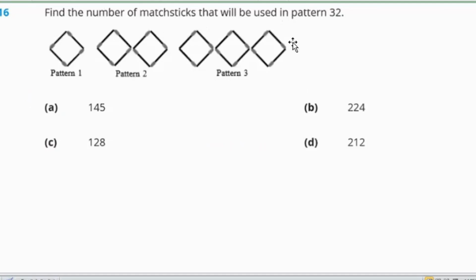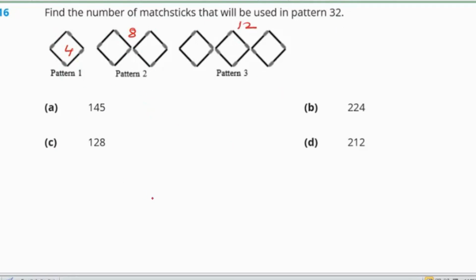Okay. Now let's move to question number 16, which says: find the number of matchsticks that will be used in pattern 32. So let's try to find out the pattern. What is the pattern we can see over here? In pattern 1, there are 4 matchsticks. In pattern 2, there are 8 matchsticks. In pattern 3, there are 12 matchsticks.